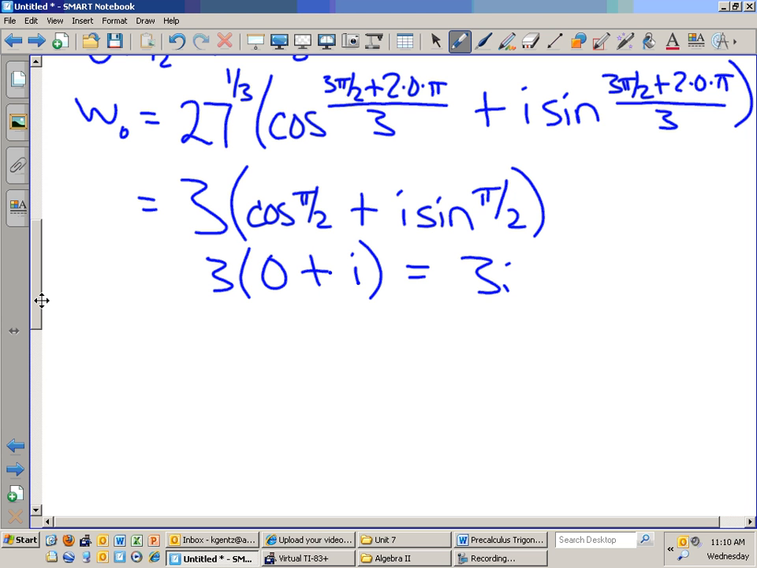What does that mean, 3i? What that means is if I take 3i times 3i times 3i, I will get what? Negative 27i. So we've just found a cubed root of negative 27i. That's one of them. There are 3 of them. Let's find the other 2.